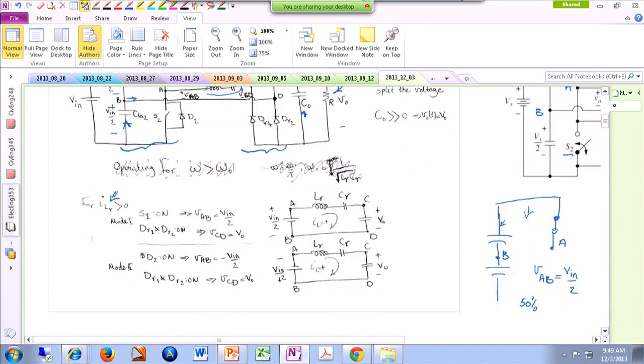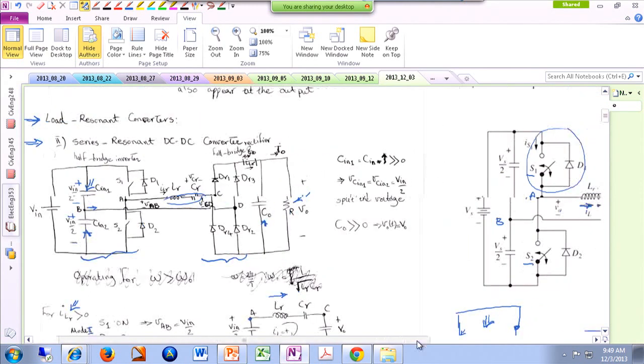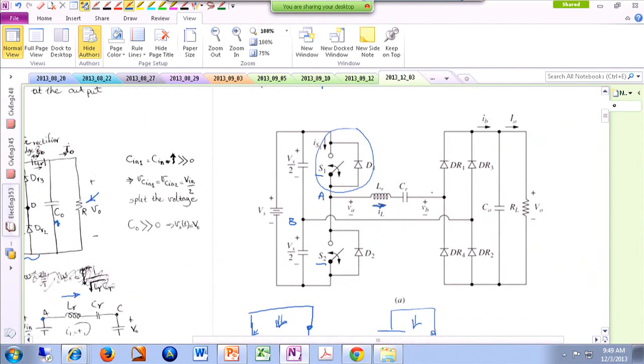Mode number 1, and that is switch number 1 is on. Therefore, we are basically here. Therefore, from A to B, I have Vin over 2. And this current, we argued, is positive. So if this current is positive, that means the conduction path for the output diodes is like this. If the resonating inductor current is positive, DR1 and DR2 are the ones that are going to be conducting.